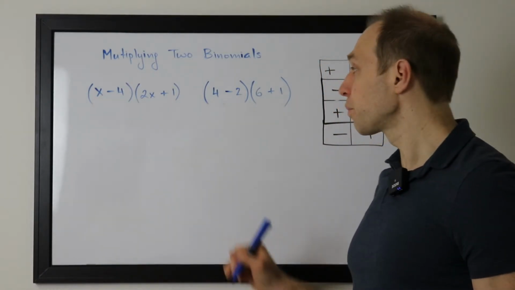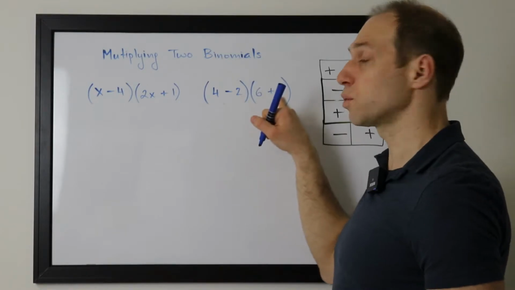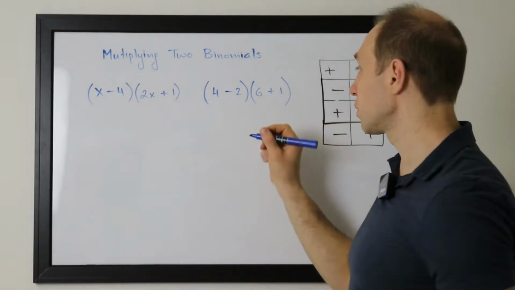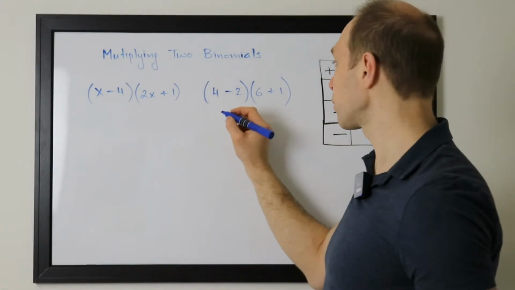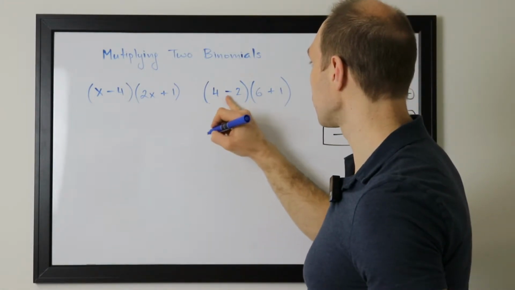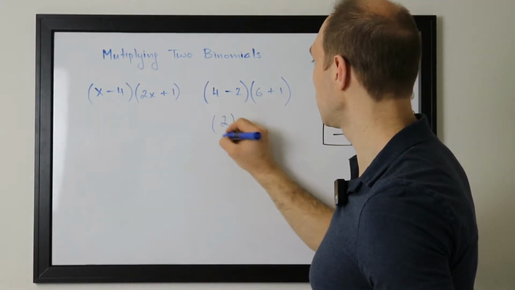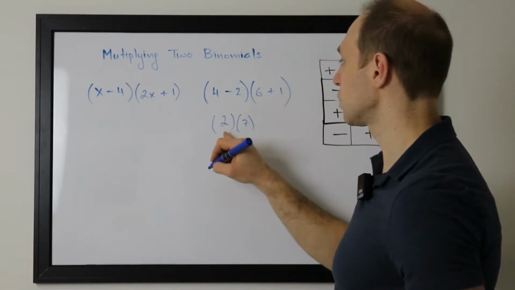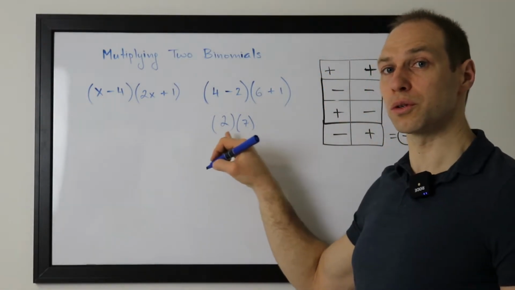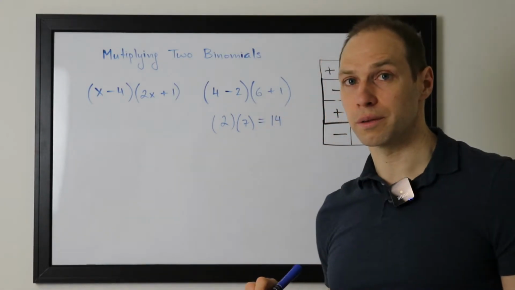Let's try this example. 4 minus 2 times 6 plus 1. We can do it in two different ways. What we're used to is doing brackets first. And so we will solve what's inside the bracket first. So 4 minus 2 gives us 2. And 6 plus 1 gives us 7. So it's the same as doing the following: 2 times 7, which gives us 14.